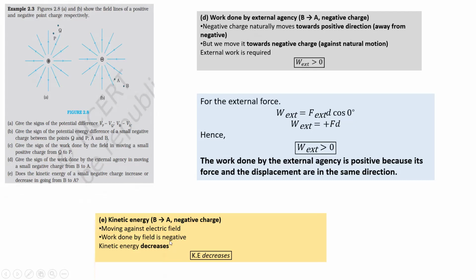Work done by the field is negative. Kinetic energy decreases. In other words, see here, when a negative charge is here, it is repelling strongly, so velocity is more. Here velocity is less. I have to move from B to A, then its velocity, thus the kinetic energy decreases or increases? Velocity decreases, so kinetic energy decreases.